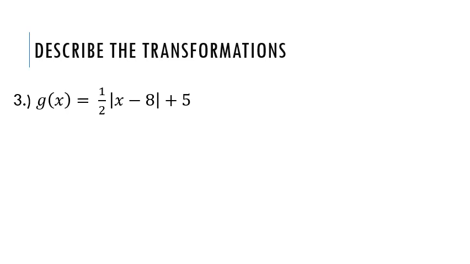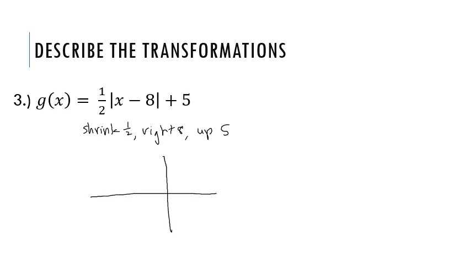All right, so let's try one now with an absolute value. So all the transformations work exactly the same. This 1/2 is going to be like our slope, right? So in this case, since it's smaller than 1, we'll say shrink by 1/2, right 8, up 5. Okay? So in other words, the vertex, it's also called a vertex with this. So the vertex is at 8, 5.